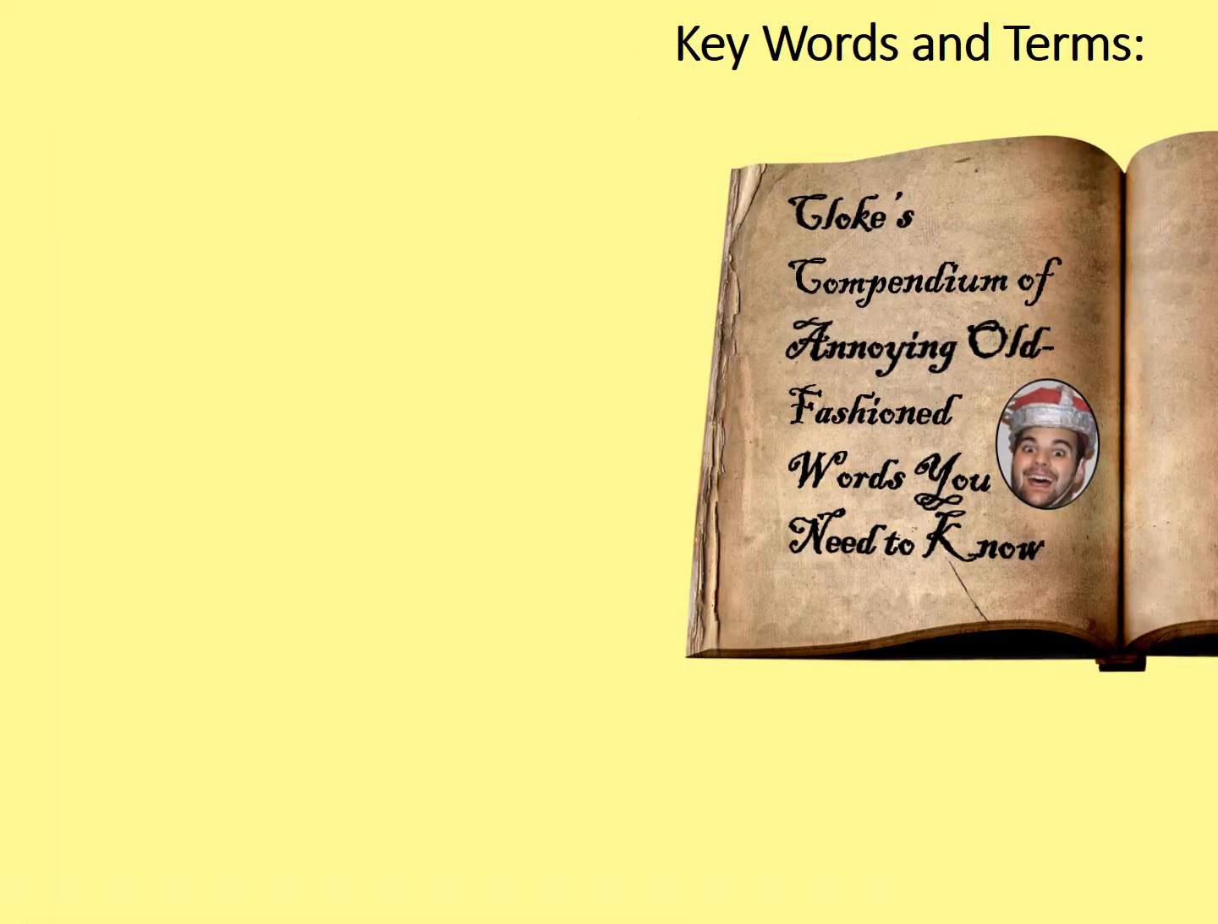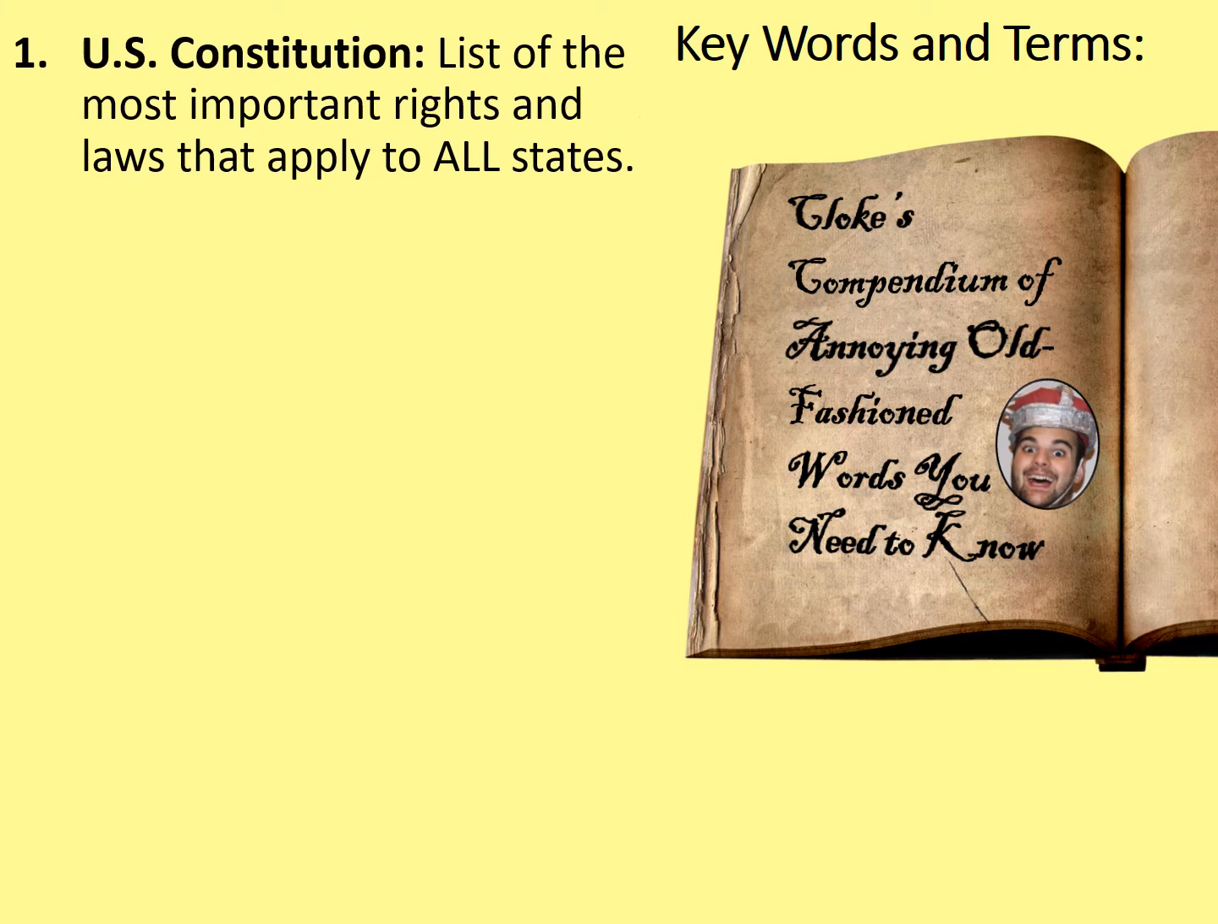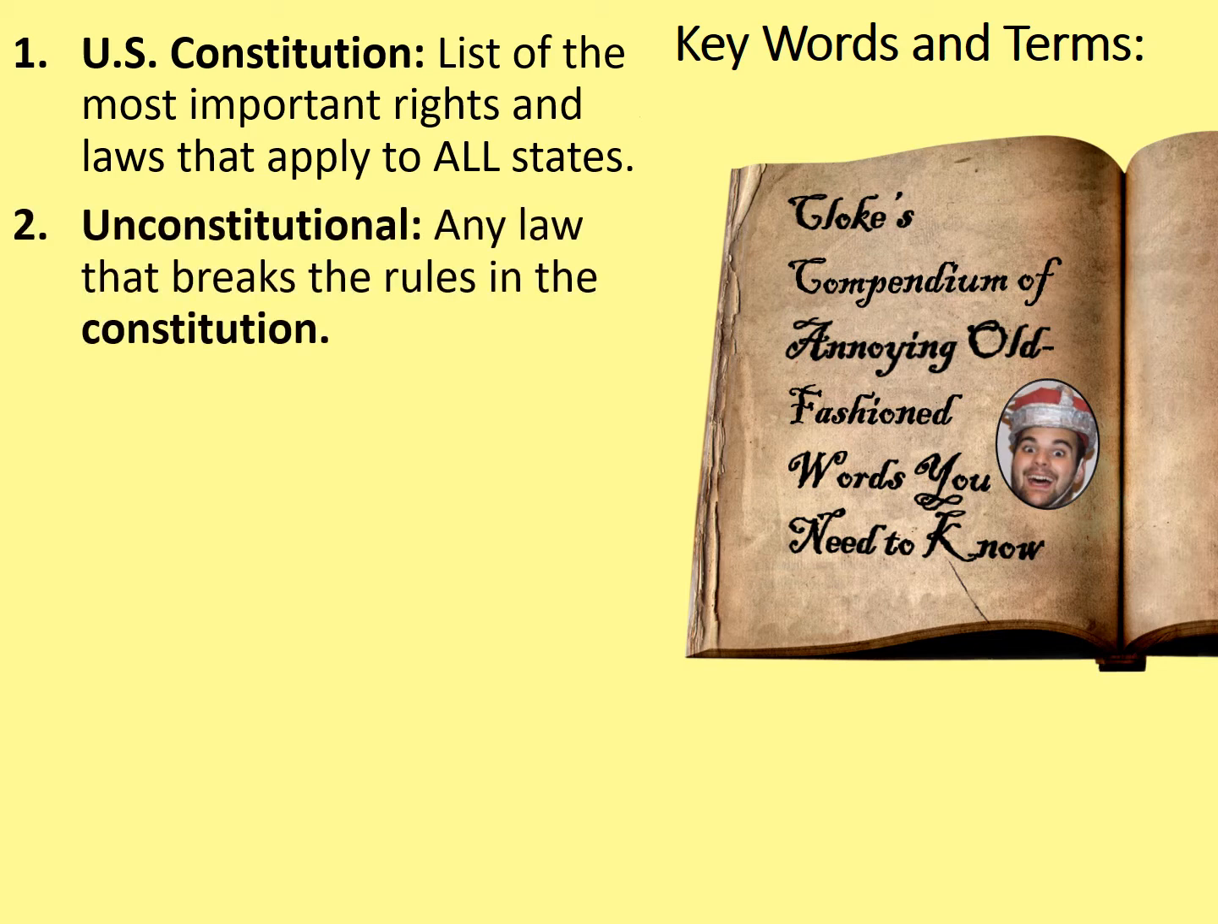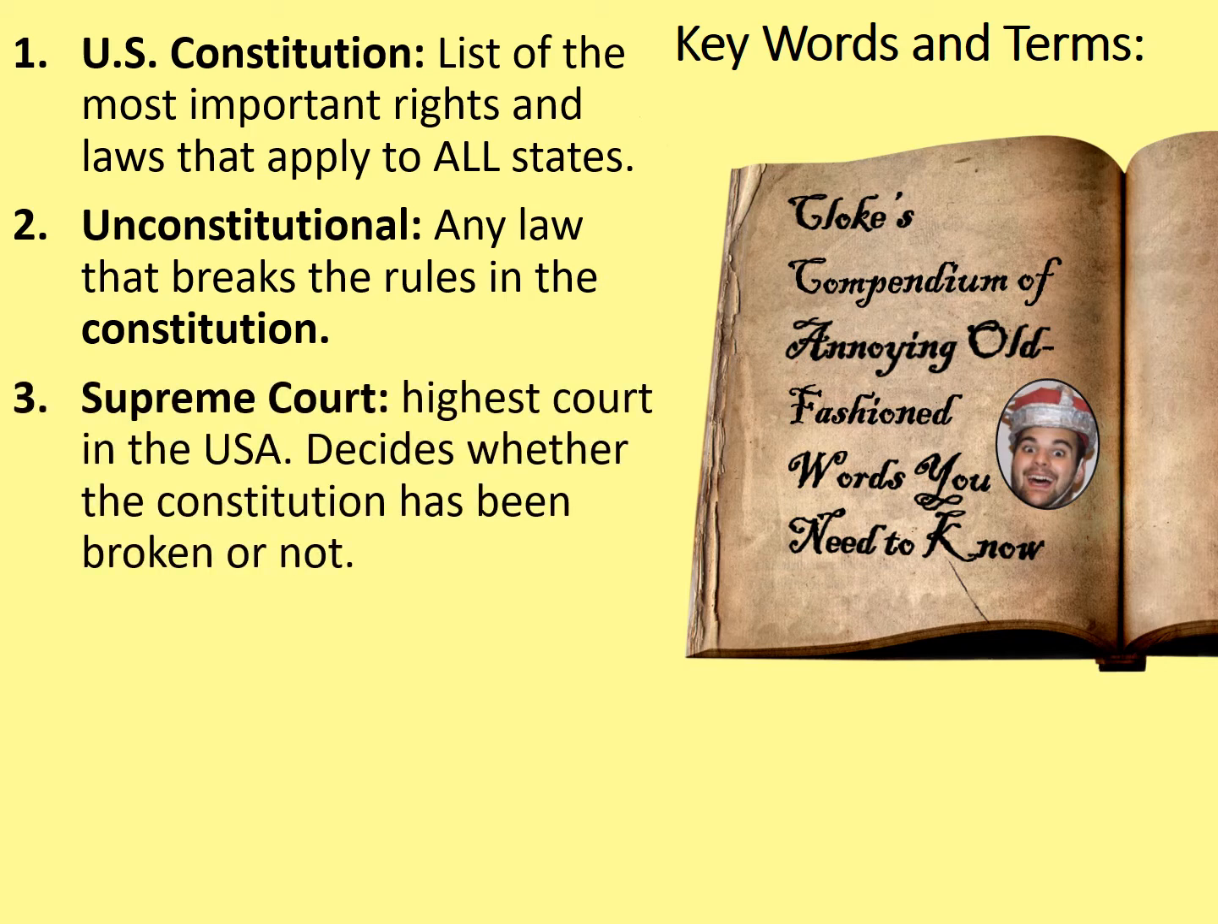Firstly though, some key words and terms. Cloak's compendium of annoying old-fashioned words that you need to know today comprises of the US Constitution. This is a list of the most important rights and laws that apply to all states within the United States of America. Secondly, the term unconstitutional, any law that breaks the rules of the Constitution. Thirdly, the Supreme Court. This is the highest court in the USA. It basically decides whether the Constitution has been broken or not.